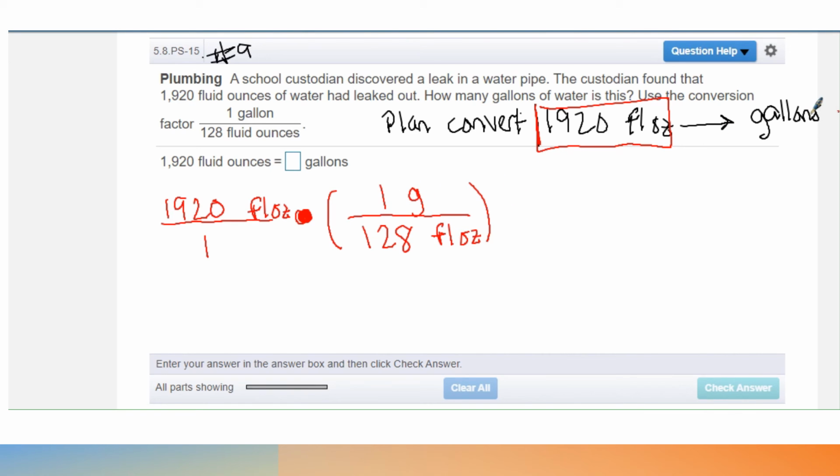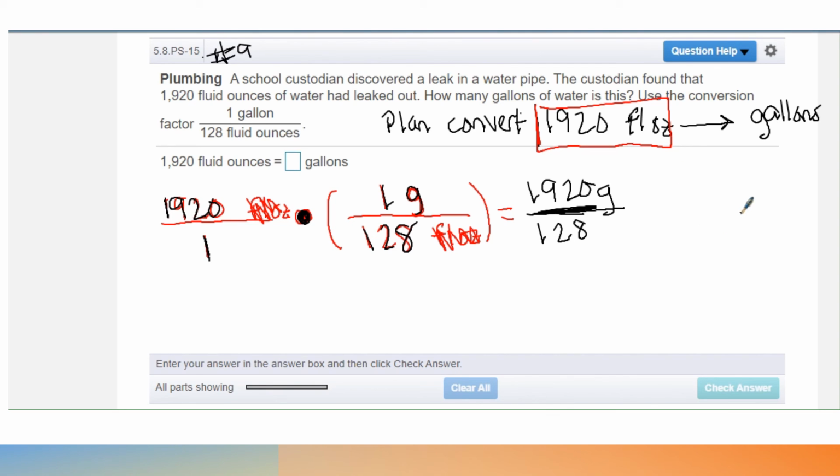Now that I have fluid ounces in the numerator and in the denominator, they cancel out, and I'll be left with my final answer with gallons in the numerator. So now I'm going to multiply across. I have 1,920 times 1 gallon, which gives me 1,920 gallons. I'm going to put that fraction line, and multiply my denominator across: 1 times 128, which is 128. Now my final step is to divide, because a fraction is a form of division. So I have 1,920 divided by 128.